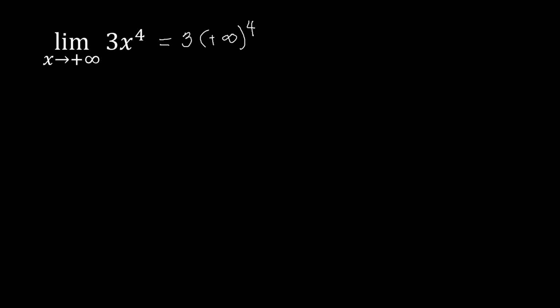So that means to say that once we say positive infinity raised to the power of 4, that is still a positive infinity, a very huge number. And if we multiply that by 3, this will also become a bigger value, which is a positive infinity as well. So that is how you deal with your limits at infinity.